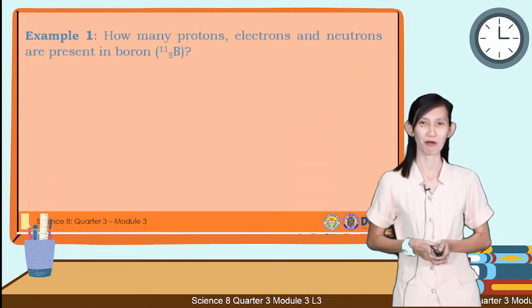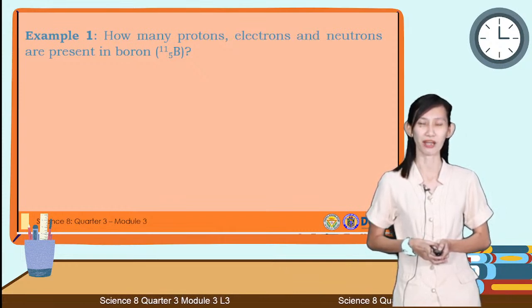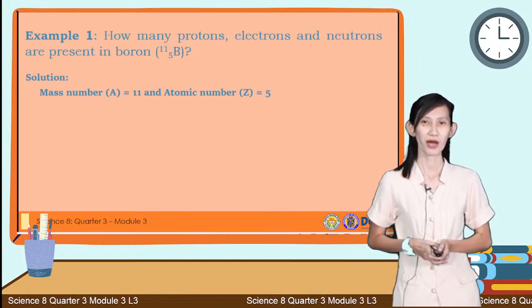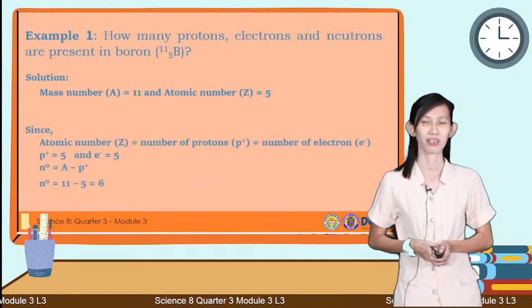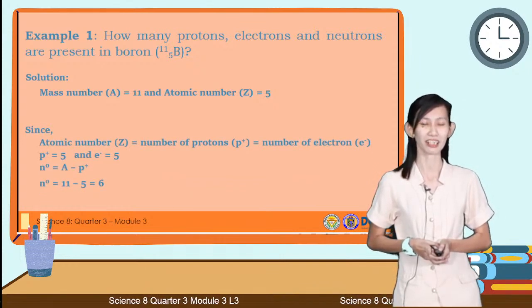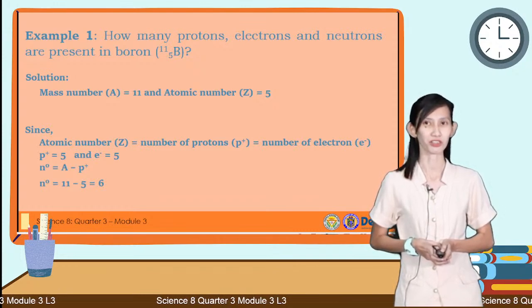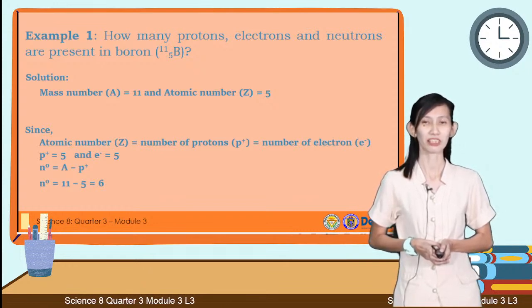So for example, how many protons, electrons, and neutrons are present in boron? For the solution, mass number is 11, atomic number is 5. Since atomic number equals protons equals the number of electrons, the protons and electrons are 5. So the number of neutrons equals A minus P. So the number of neutrons is 6.